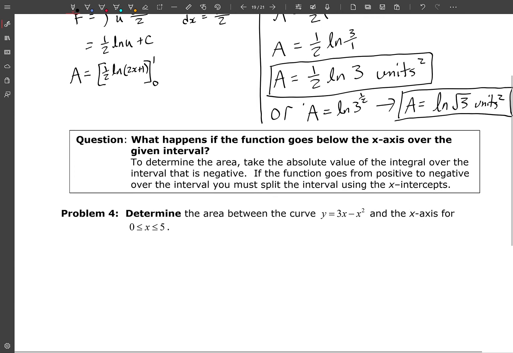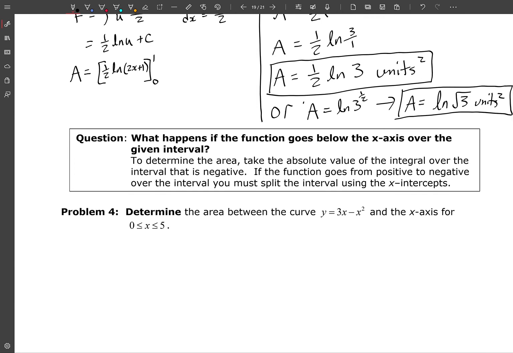Okay, question. What happens if the function goes below the x-axis? As I said before, under the curve is a bit of a misnomer. It's really just asking what the area bounded by the curve, the x-axis and the x limits, the domain, is. If the function goes below the x-axis, we take the absolute value of the integral over the interval that is negative, because we're not worried about that being negative. It's just part of the total area. The area should just be positive.